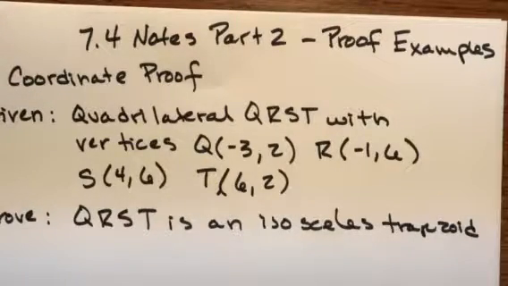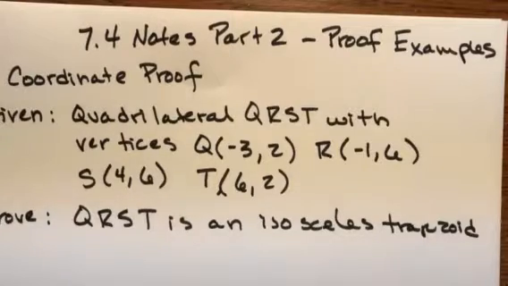This is part 2 of note 7.4 about trapezoids and kites. So we're going to do 2 proof examples with trapezoids now. The first one will be a coordinate proof and the next one will be a 2-column proof. So take a moment to pause right now and write down the information for this proof.